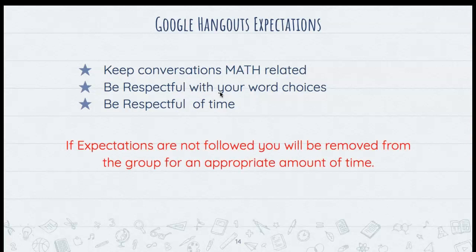If expectations are not followed in Google Hangouts, you will be removed from the group for an appropriate amount of time, depending on what expectations you are breaking. But I cannot have students who are not following the expectations in the group. So you need to make sure that you follow expectations, and I will warn you if you are not following expectations, and if you do not improve your behavior, you will be removed from the class for an amount of time.